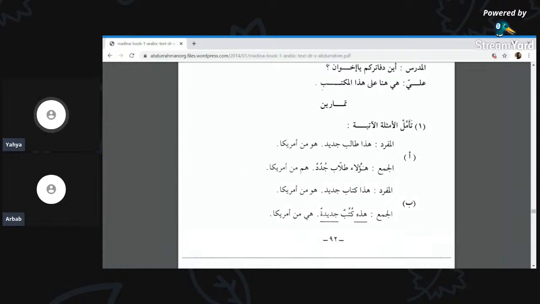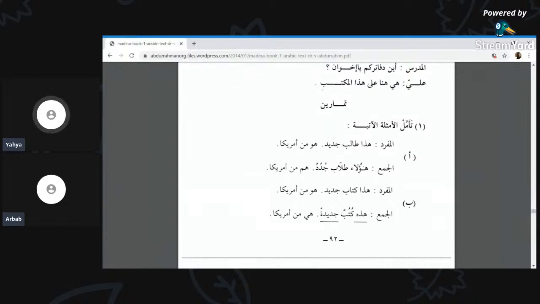So here we have kutubun, we have books. It's plural and it's non-human. So what have we done? We've used hadihi. Now hadihi, as we've mentioned before, is used to describe words which are singular and feminine. And so that's what we've done here. We've said hadihi kutubun. But also the adjective is jadidatun. Jadidatun is used to describe words which are feminine and singular, isn't it? So as I said, when the noun is plural and non-human, we treat it, whether we're using the ismul ishara or the na'at, the adjectives, as if it's singular feminine.